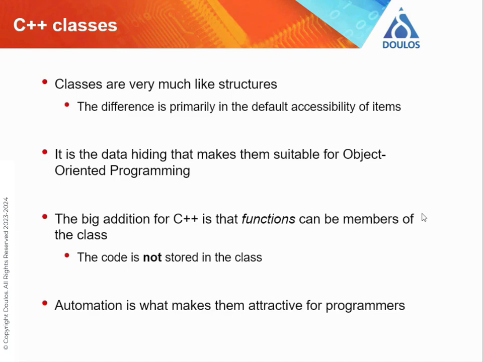There's a common myth that when we put functions into a class, the code is stored in the class as well. It's not. The code is stored wherever code normally gets stored in your program, whether it be in Flash or in RAM or whatever. But the functions are created by the compiler in a way to only work with an object of that type, of that particular class, and it allows a level of automation. And I keep saying that automation is something that's very attractive to programmers.